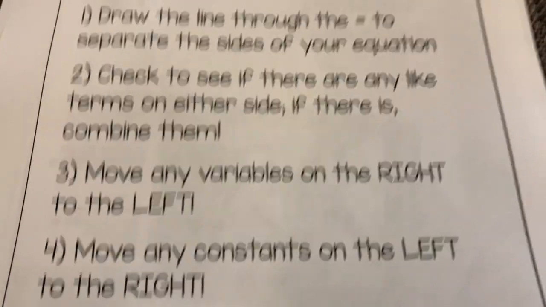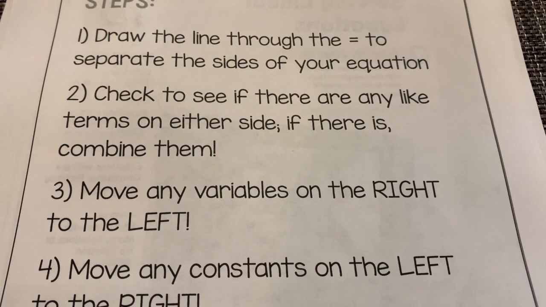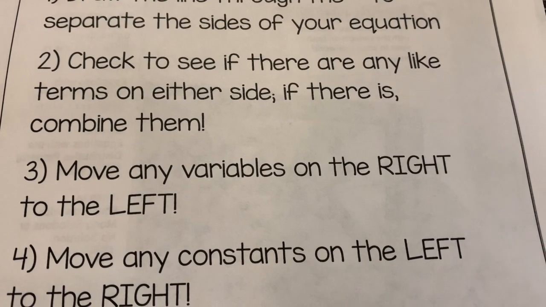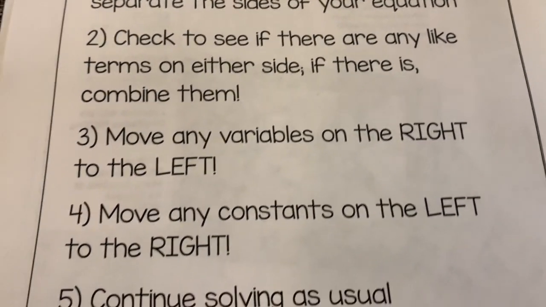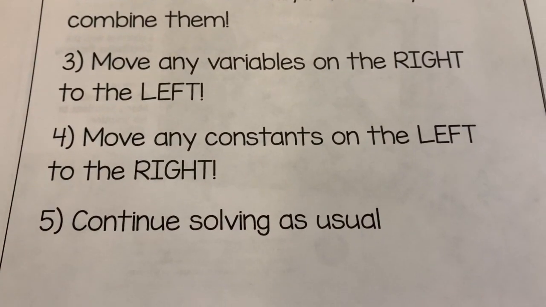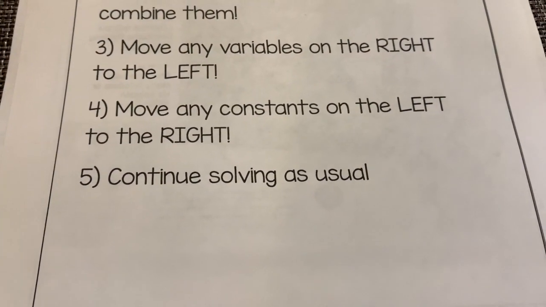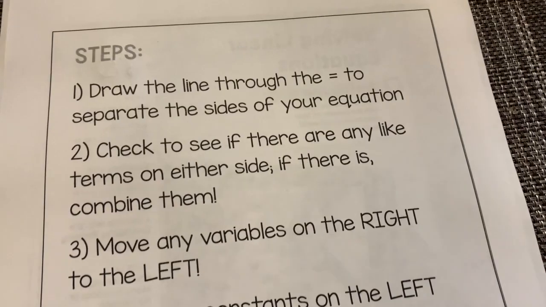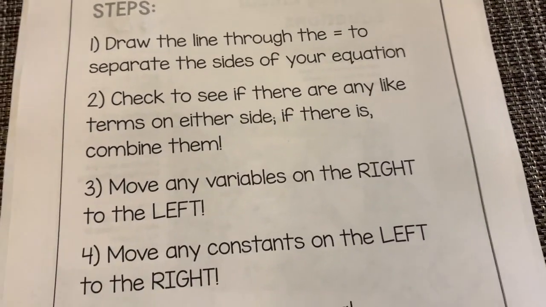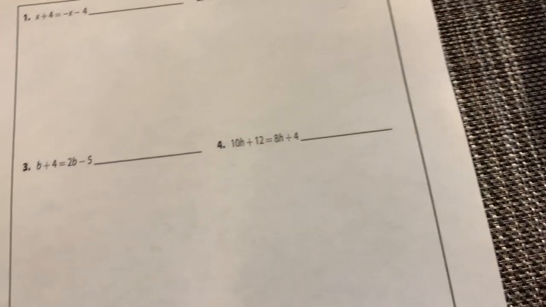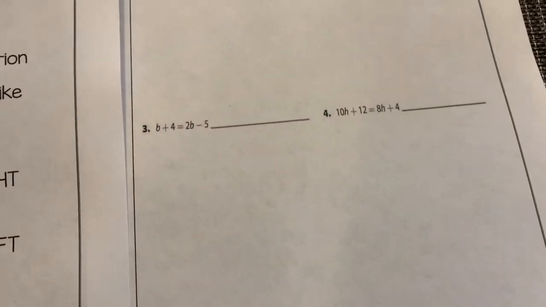The next step is going to be to move any variables that are on the right to the left. I want all my variables on the left so that I can solve for my equation. Then we're going to move any constants that are on the left to the right, and then we just solve as usual. Okay, so this might not make sense right now until we actually use the steps. So what I'm going to do is I'm going to keep the steps to the side while we do the first example.